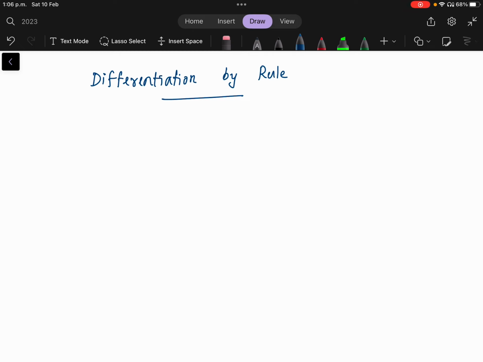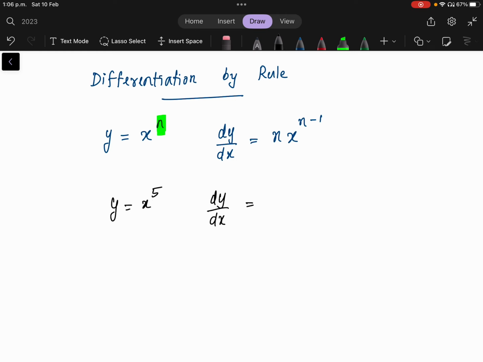Let's see the first rule, which is if y is equal to x to the power of n, dy over dx is equal to n x to the power of n minus 1. Now understand this. This is n and that n will come here, and then you subtract 1 and it will come on the top. That's the differentiation. For example, y is equal to x to the power of 5, dy by dx is equal to 5 will come here, x, and then subtract, that will be 4. That's it. Very simple.